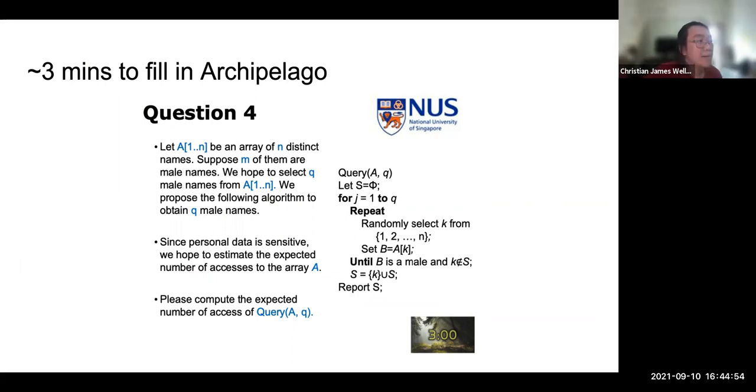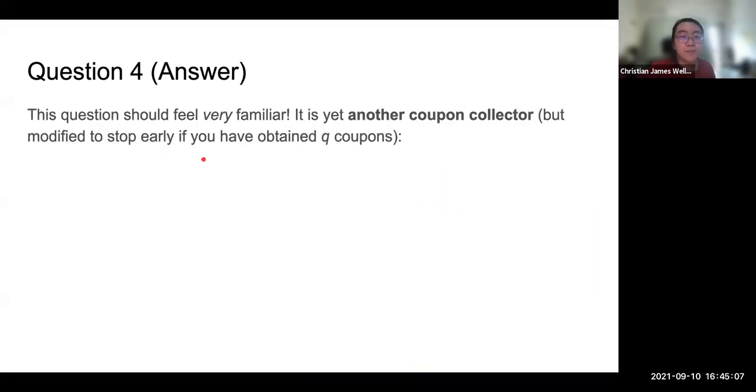Okay, I see a couple of answers. Some are close but not quite, missing some terms, but generally good attempts. Again, as I hinted earlier, it should feel very familiar. It is almost like coupon collector, but the difference is that we modify it to stop early once we have Q coupons. Before, we wanted to collect every single one of the N coupons. This time we stop early.